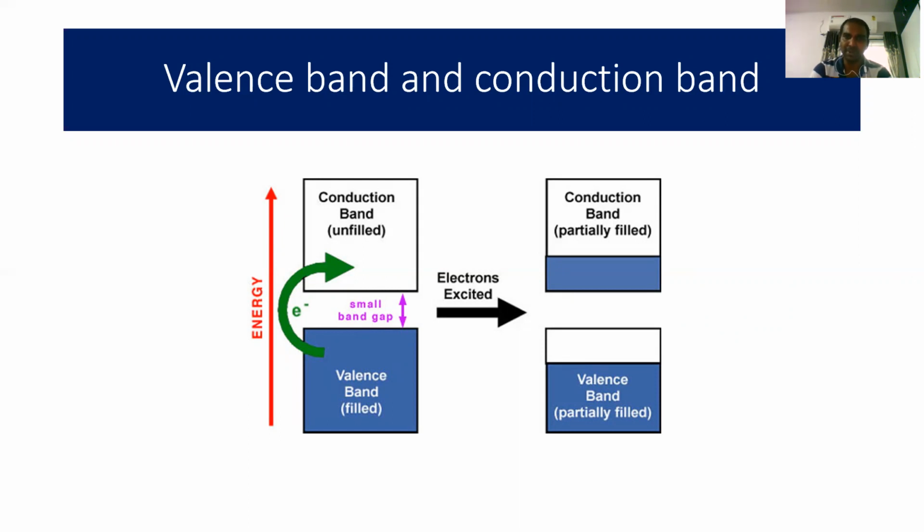At absolute zero temperature, the valence band is completely filled with electrons, and the energy levels present in the valence band are occupied by the electrons which are present in the innermost orbits. And usually the conduction band, which has a set of energy levels with a little excess energy compared to the energy levels in the valence band, is unoccupied.